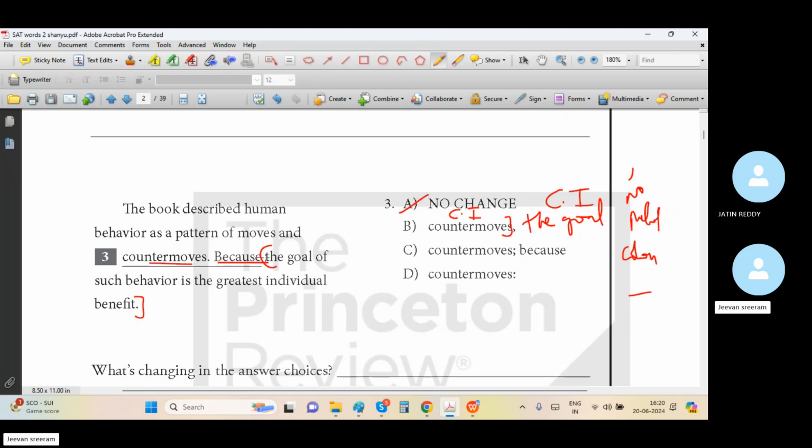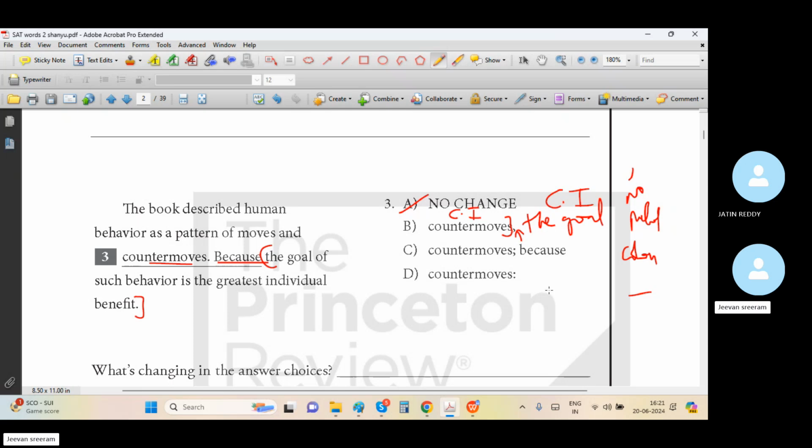So the dependent clause was removed with because. If it gets because removed, it's no more dependent, it's going to be independent. Please observe, the goal of such behavior is the greatest individual benefit. It's a clause, it's independent. So if you go with B, you're going to get two complete ideas, but the wrong punctuation used, a comma in between. Can we use a comma in between two complete ideas?